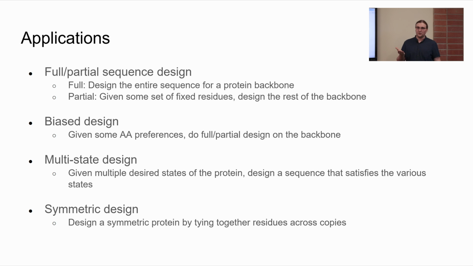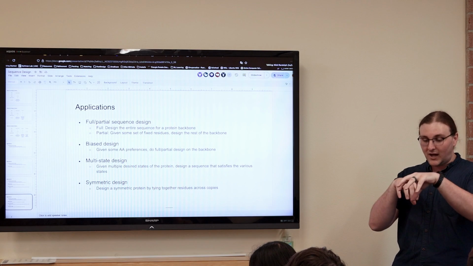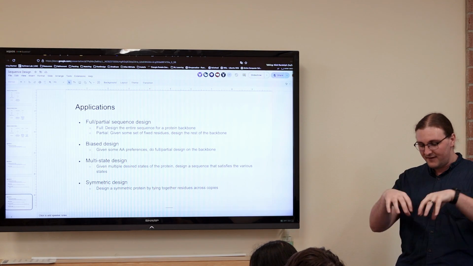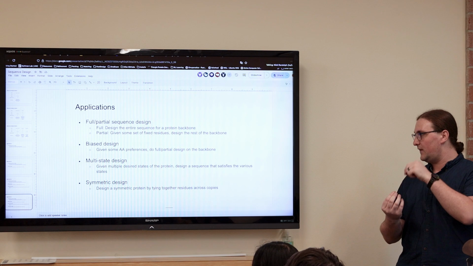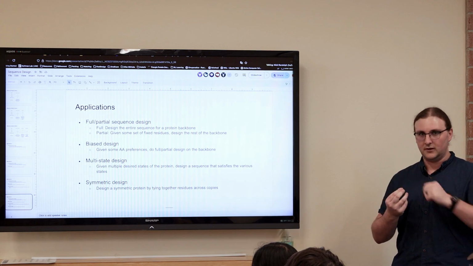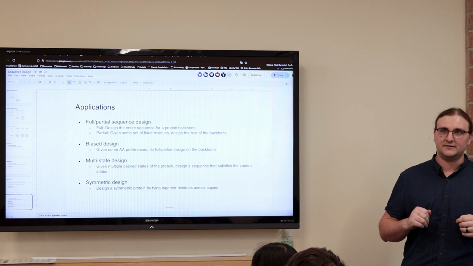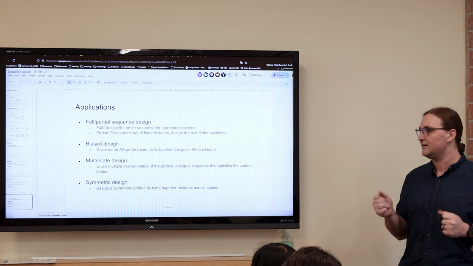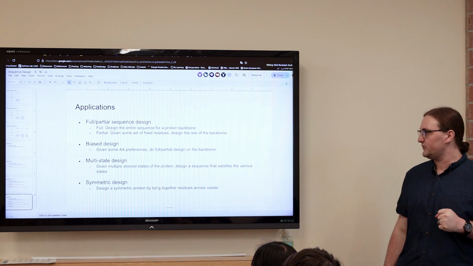And very similar to multi-state design, you can also do symmetric design. So now you have multiple copies of the same protein, and if we have multiple copies of the same protein, we want the entire proteins to be symmetric. So you tie every position to the corresponding position in the other copy. But you can also do it at not necessarily a whole protein level. You can tie individual positions together if you want that. But that's part of symmetric design.